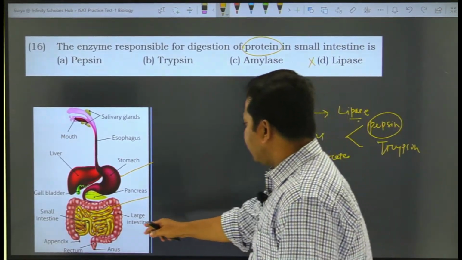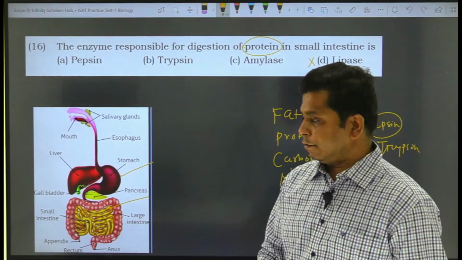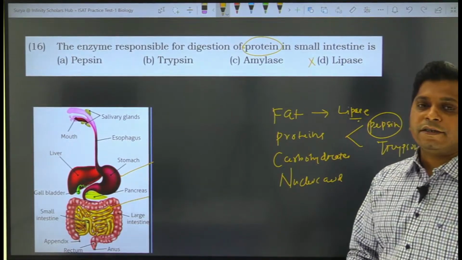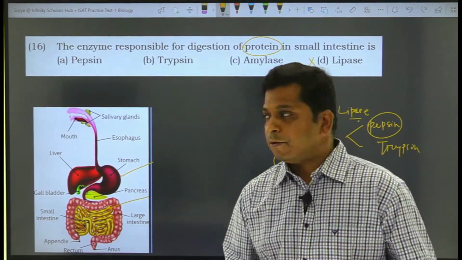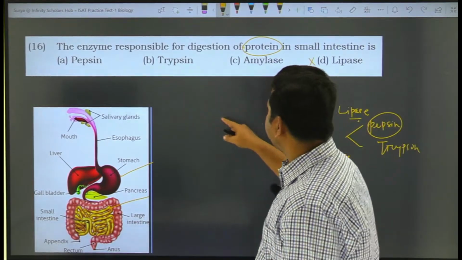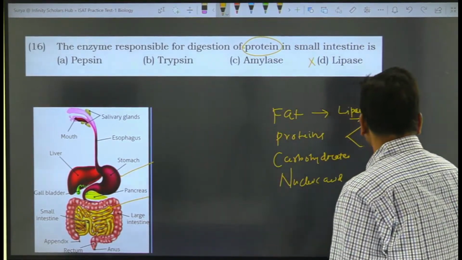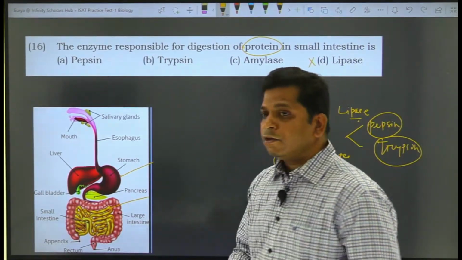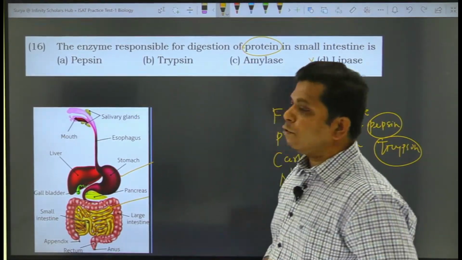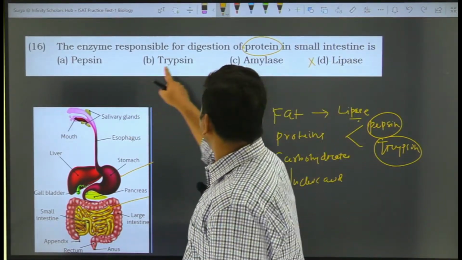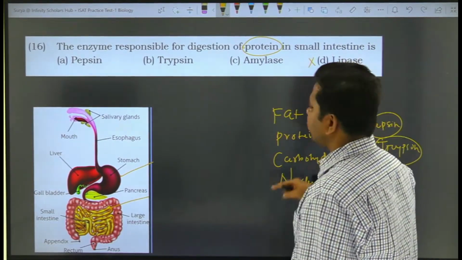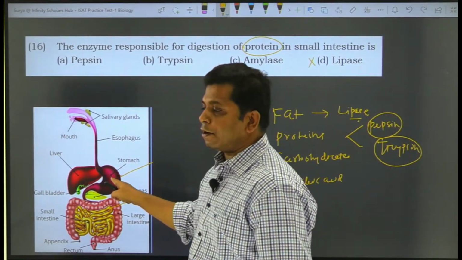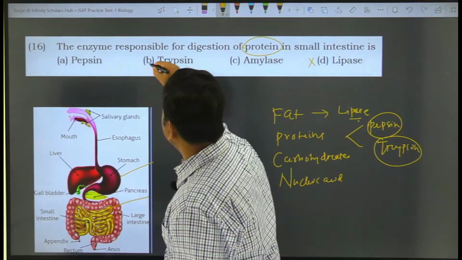The last stage of digestion of proteins takes place in the small intestine, where they will be digested into amino acids. So, which is going to be the correct answer? Trypsin, because trypsin is present in the small intestine and pepsin is present in the stomach. Both pepsin and trypsin are protein digesting enzymes, but the question asked what is working in the small intestine. So, trypsin is the correct answer.